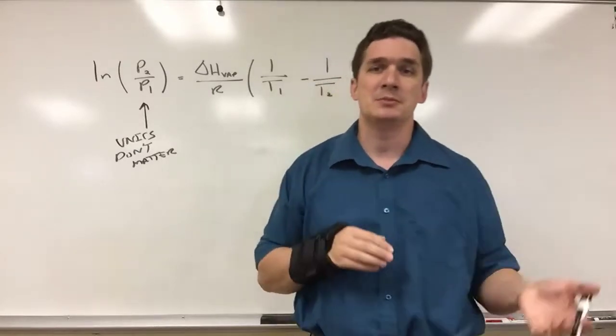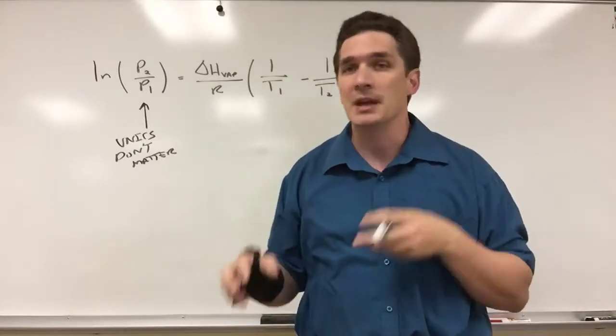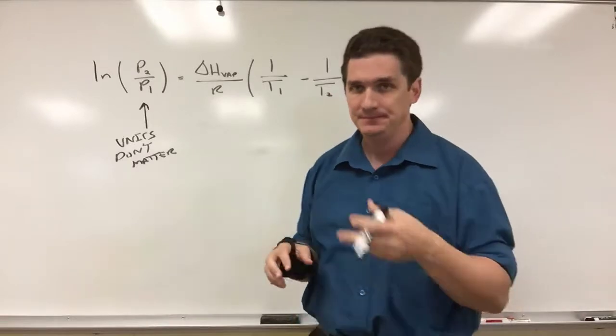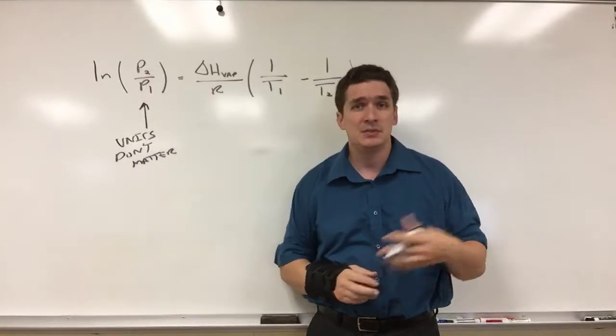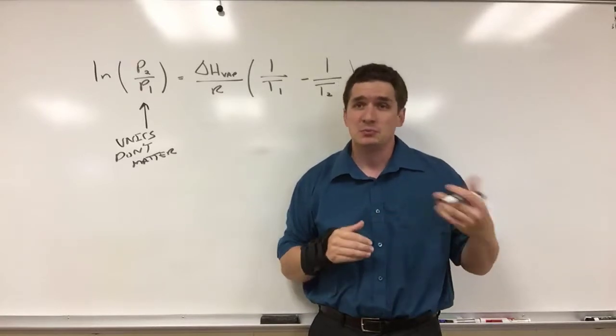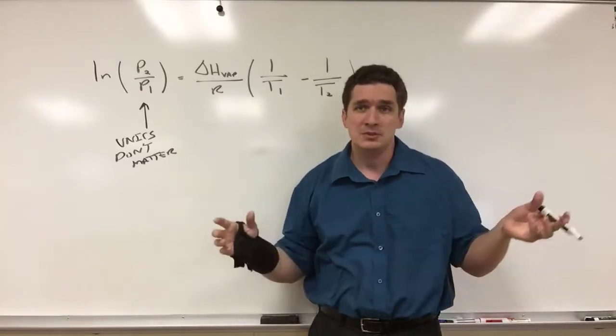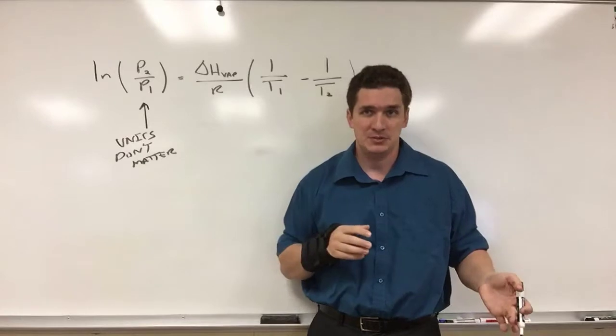So we can work in millimeters of mercury, we can work in torr, we can work in kPa, atmospheres, it doesn't matter. And again, the reason it doesn't matter is that those units are going to cancel out. And if you work it out, it's really the ratio of the pressures. Any pressure units you convert to will give you the exact same result.